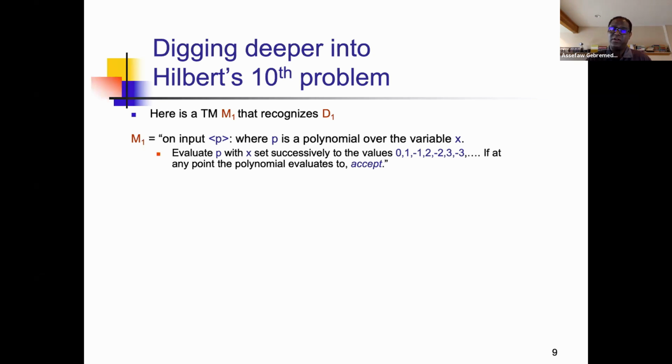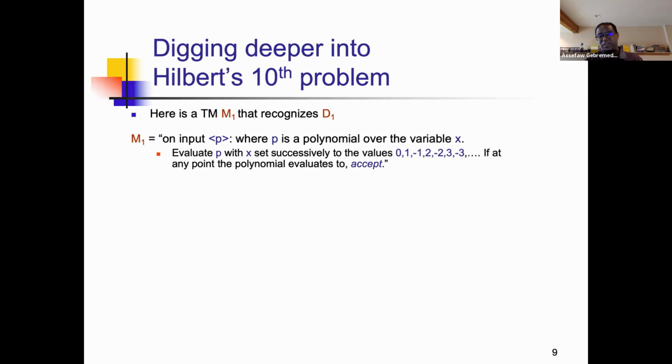It will take as input the polynomial, and I'll in a second tell you what that symbol means. But for now, just think of it as an input, just like we write on input string w. That's how we have been describing things so far. On this input, which is a polynomial over a single variable, we're going to evaluate P with x set successively to the values 0, 1, -1, 2, -2, and 3.